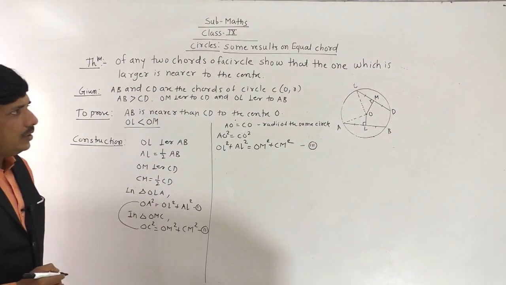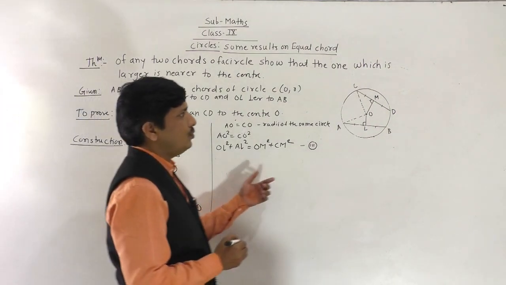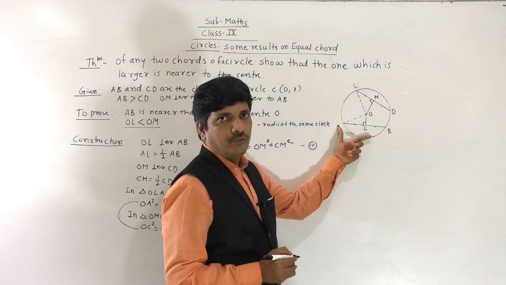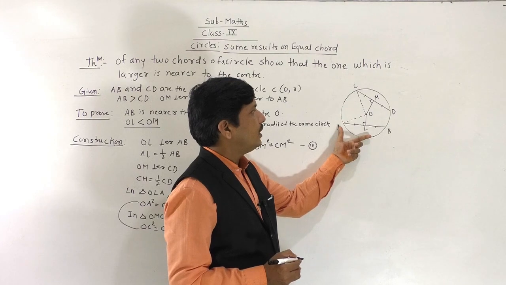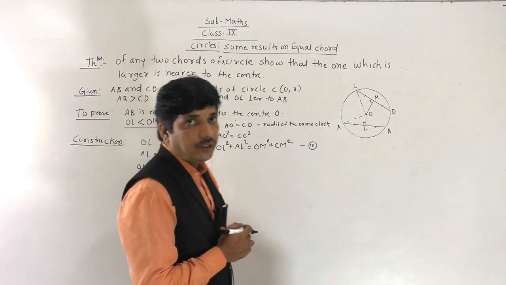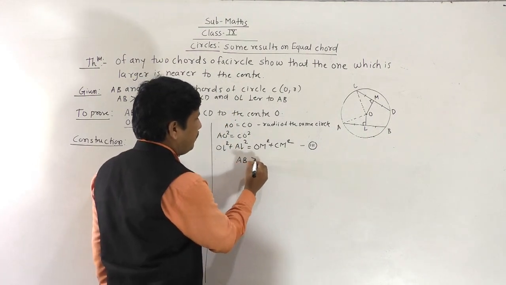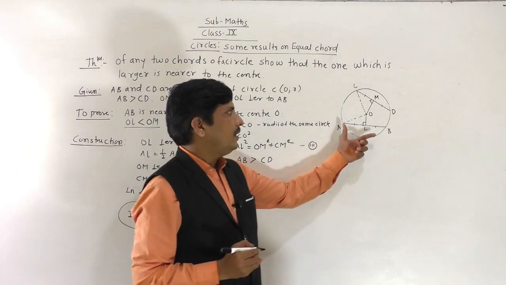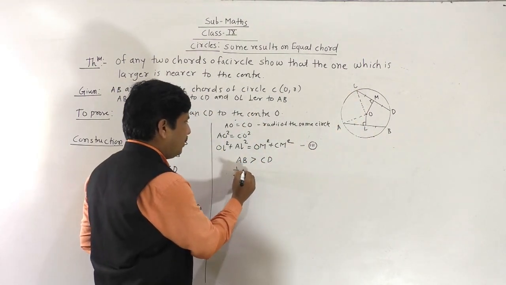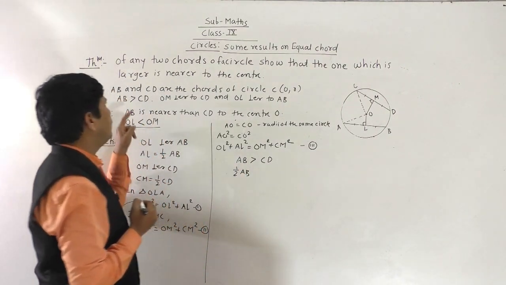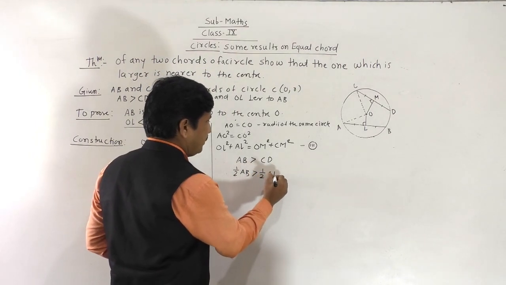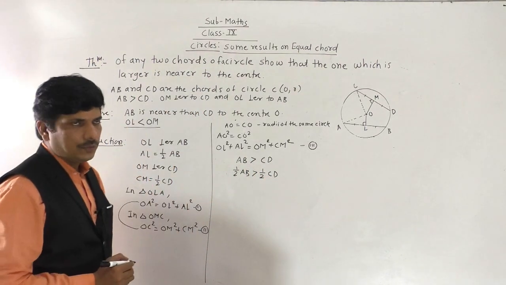So now here we can say AL is equal to half of AB. Or we can say OL is greater than OM. AB is greater than CD is given. So definitely half of AB is greater than half of CD.